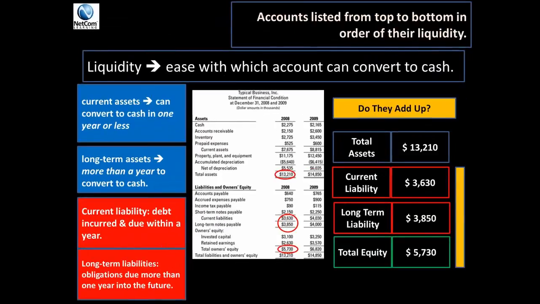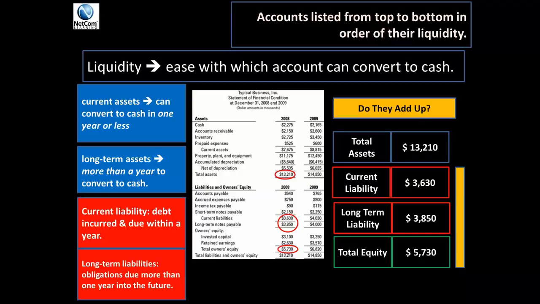Now, accounts are listed from top to bottom in order of liquidity. So let's go over that again, but with specific numbers. Liquidity is defined by the ease with which an account can convert to cash. Obviously, cash is already cash, and if you own a building, even though it is an asset, it might take some time to convert a large building into cash.